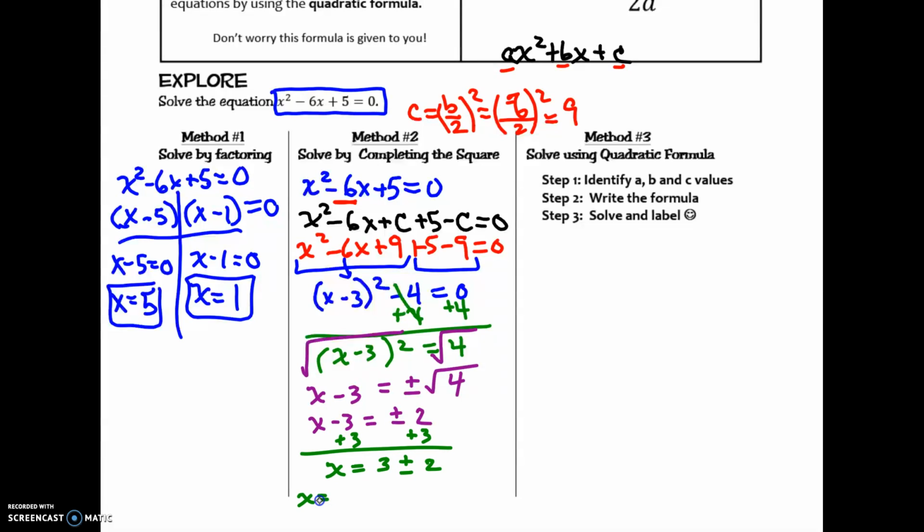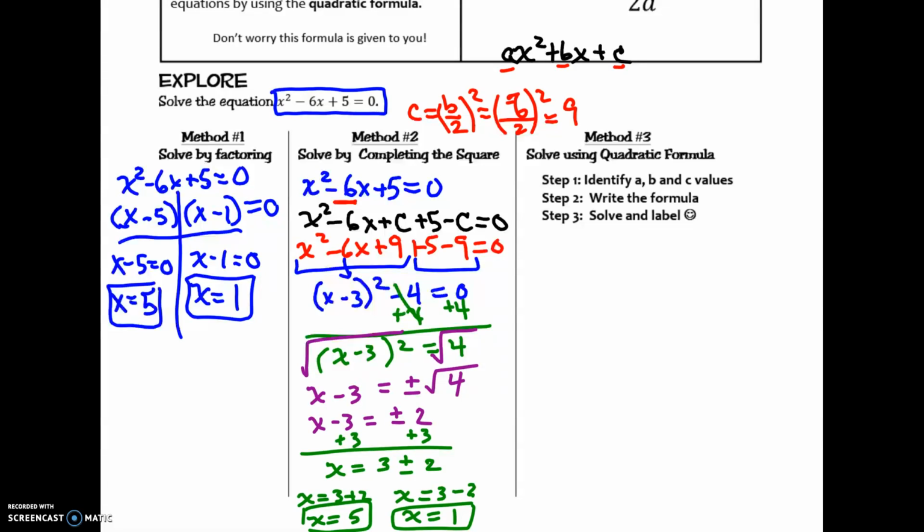So 3 plus 2 gives me 5. And 3 minus 2 gives me 1. Notice how my answers are identical between method 1 and method 2. It might just seem like method 2 is a little longer because it has more steps. If I went too quickly, please pause the video before moving on to method 3.